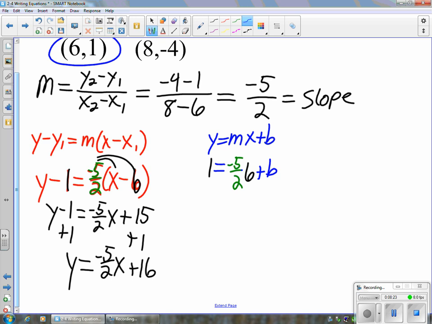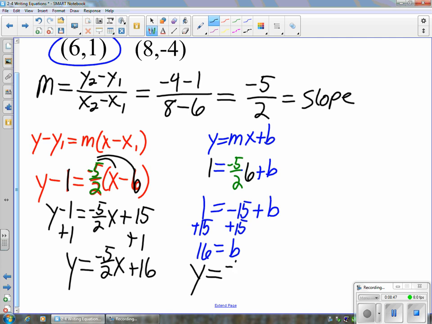Solve for b. 6 divided by 2 is 3. 3 times 5, we're going to have a minus 15 plus b equals 1. It's plus 15, plus 15 on both sides. We'll have a 16 equals b. Now that I know b, I can come back and say my equation has to be y equals my slope, which I know is minus 5 halves x, and then plus my b is going to be a plus 16.